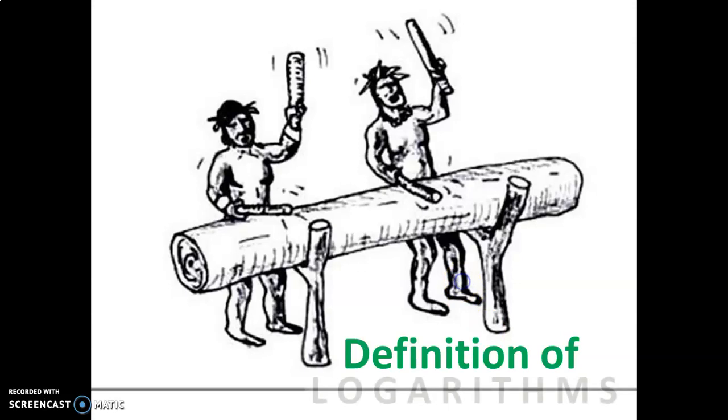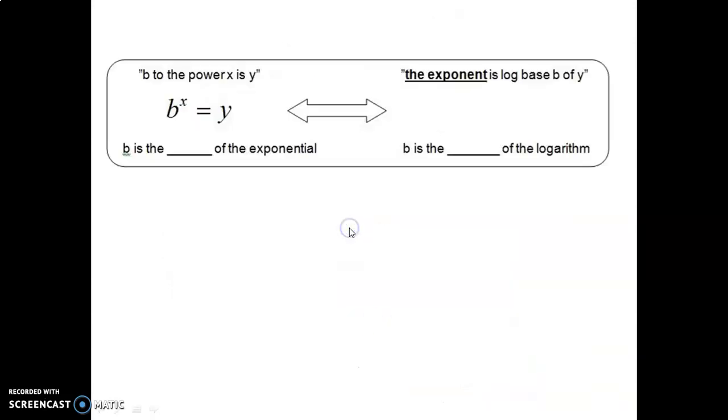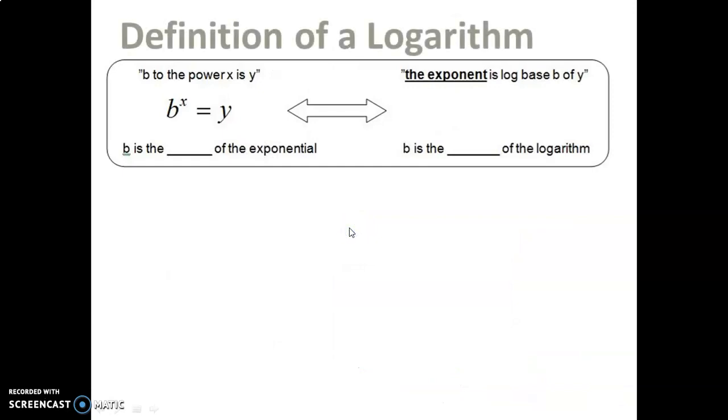We have now talked about the definition of logarithms. And here it is. So the definition of a logarithm tells us when we have b to the power x equal to y, we can rewrite that as in the log statement, x equals log base b of y. So again, the base of the exponent becomes the base of the log.